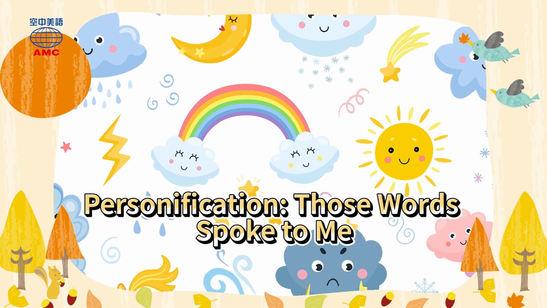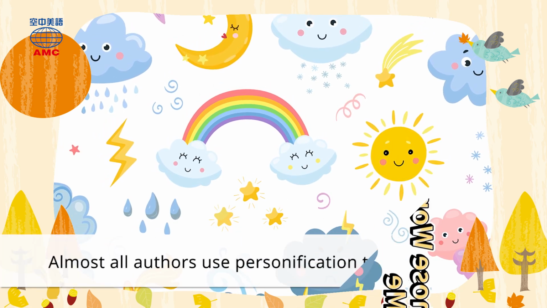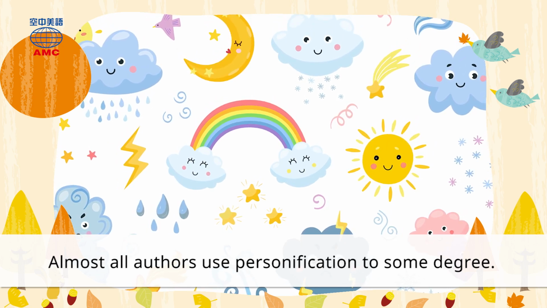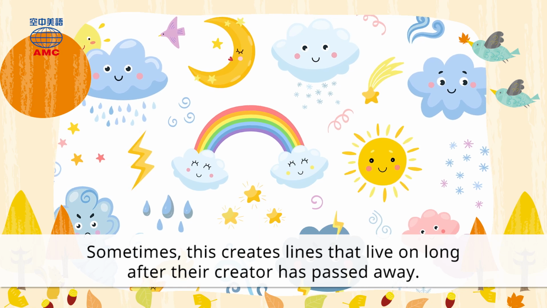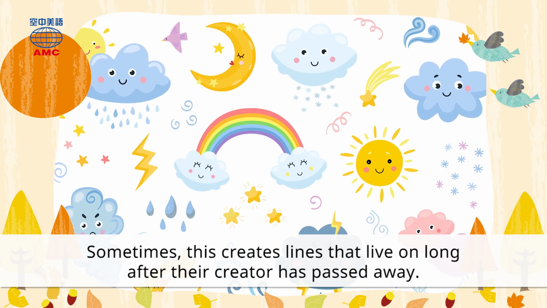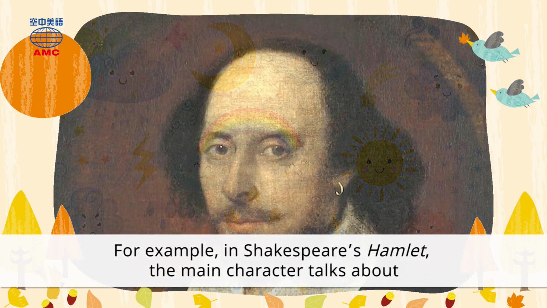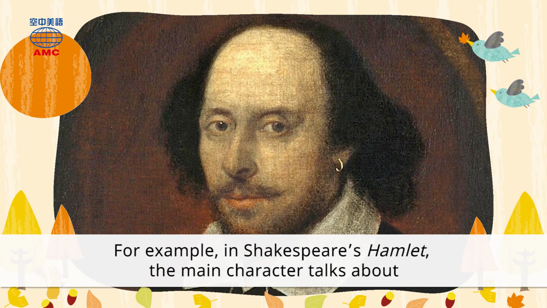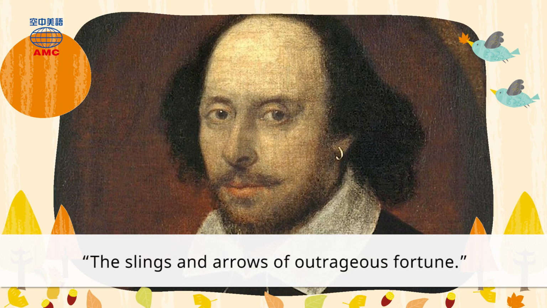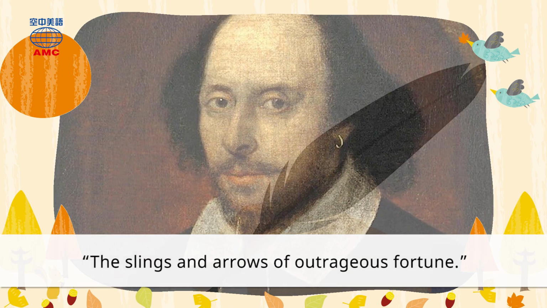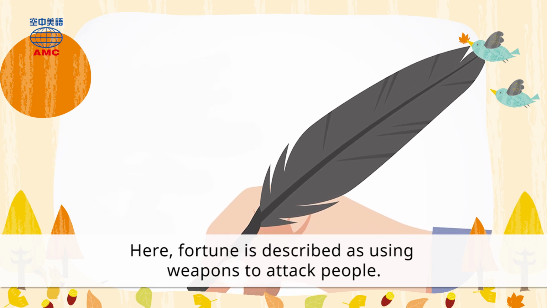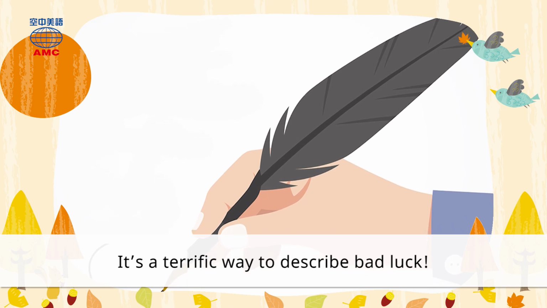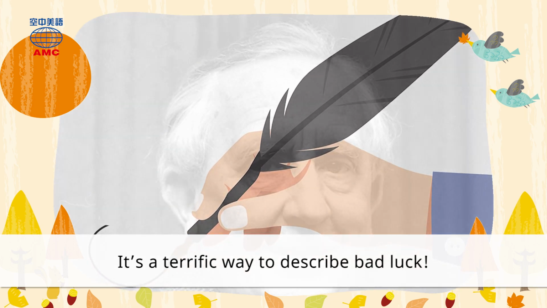Personification. Those words spoke to me. Almost all authors use personification to some degree. Sometimes this creates lines that live on long after their creator has passed away. For example, in Shakespeare's Hamlet, the main character talks about the slings and arrows of outrageous fortune. Here, fortune is described as using weapons to attack people. It's a terrific way to describe bad luck.